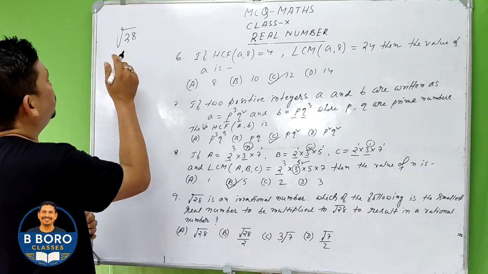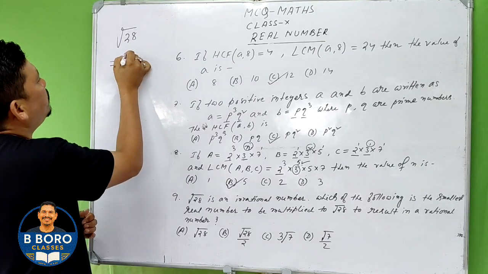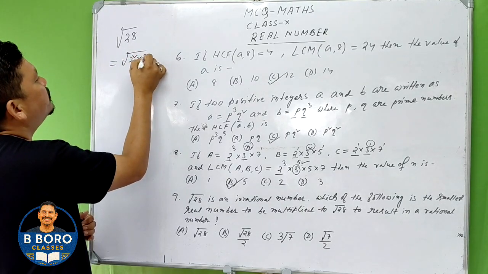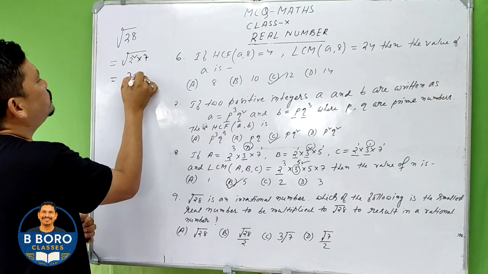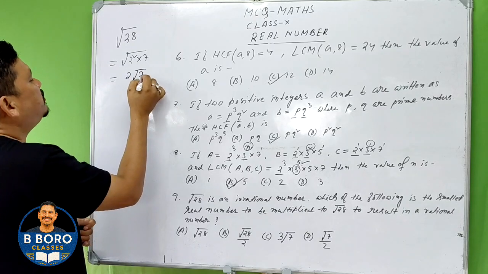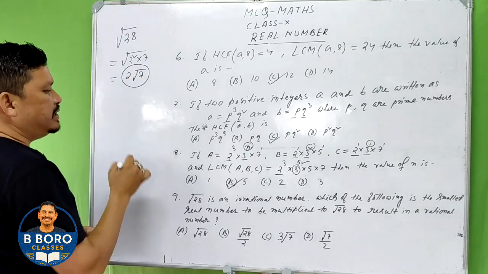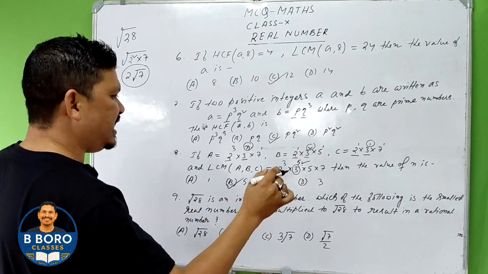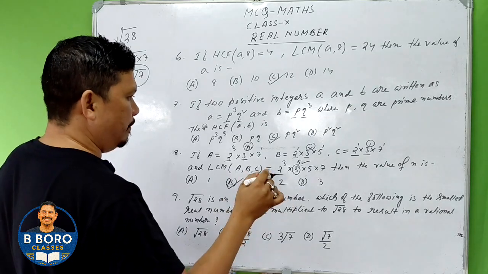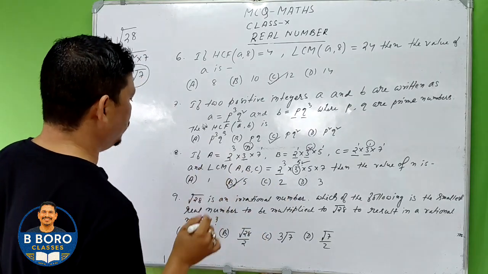So square root of 28 means 2 square into 7. That means 2 root over 7. Now what is to be multiplied with 2 root 7 such that it is a rational number, but that real number should be the smallest one.